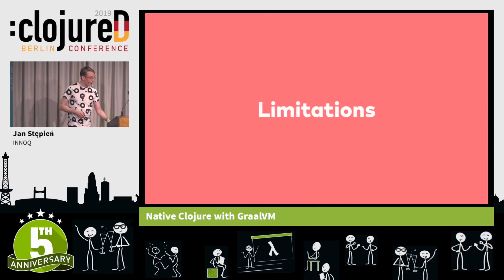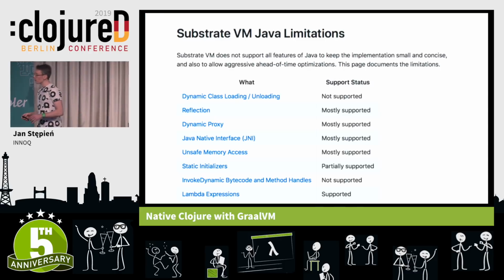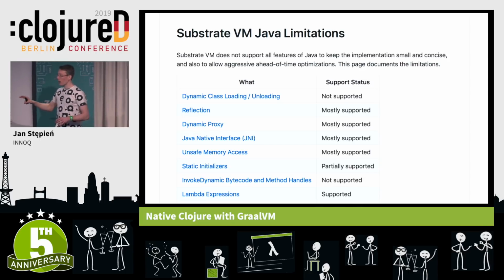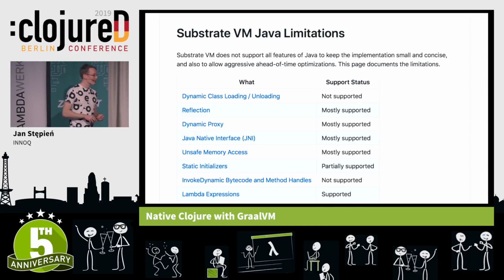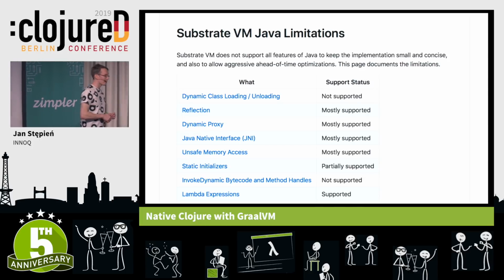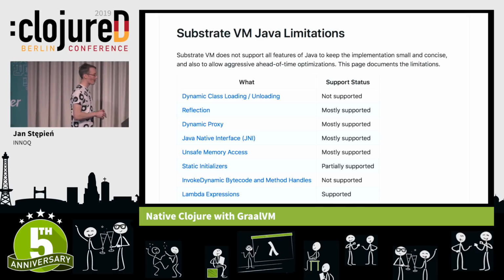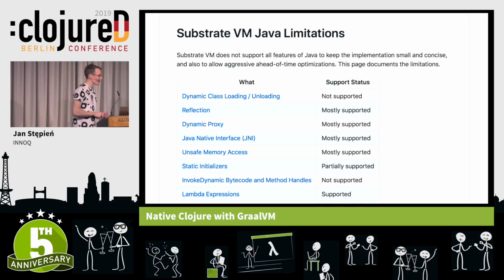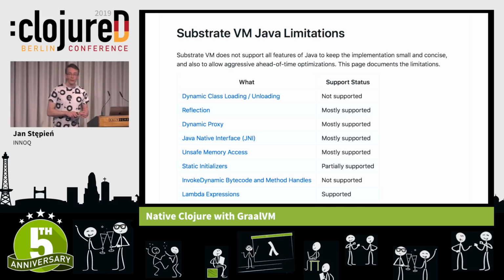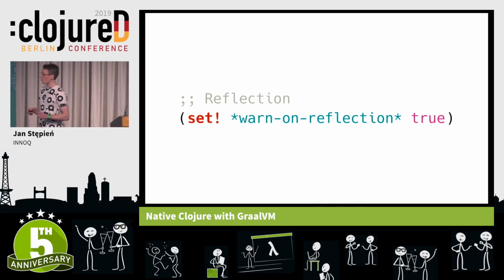All right. There are some limitations we have to be aware of. And the team behind GraalVM maintains this nice list describing all the problems which might happen, some of them more, some of them less relevant to Clojure. Let's take a look at two examples. One of them is reflection.